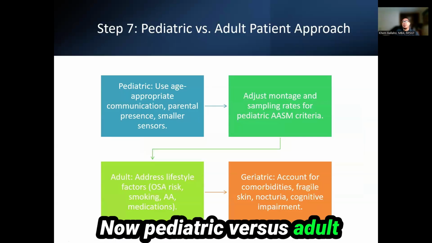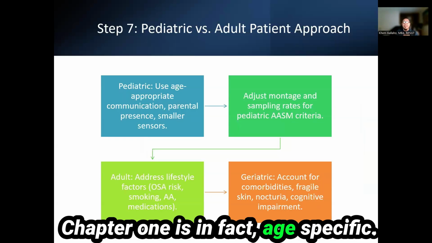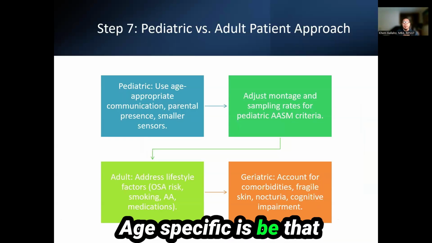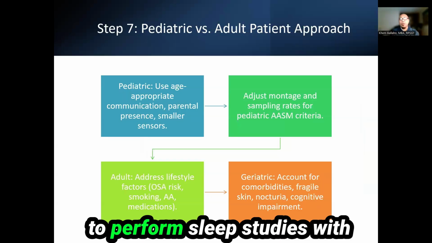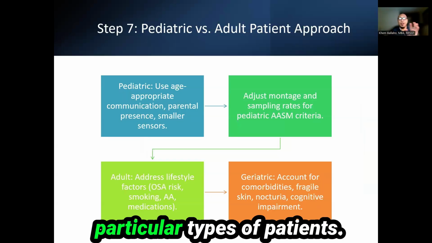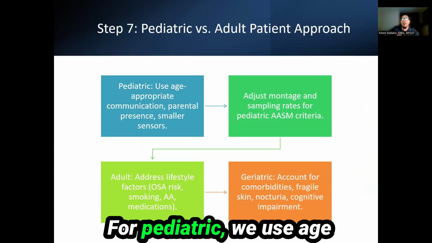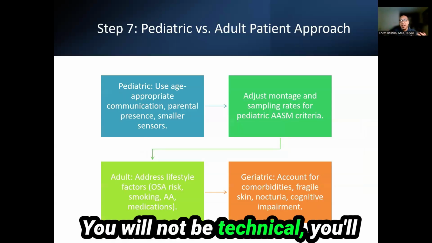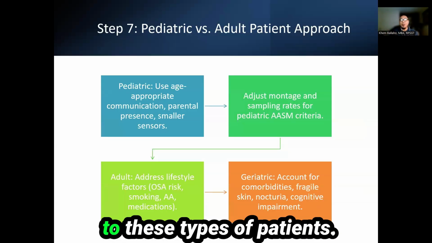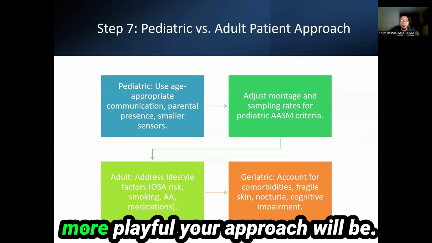Now, pediatric versus adult patients. There's a different approach. Chapter 1 is in fact age specific. That chapter teaches you how to perform sleep studies with particular types of patients. But then we'll just review it. For pediatric, we use age appropriate communication. You will not be technical, you'll not be clinical or medical to these types of patients. In fact, the younger the patients, the more playful your approach will be.